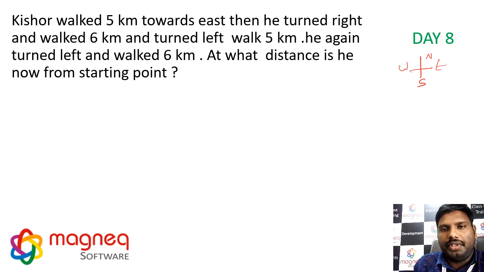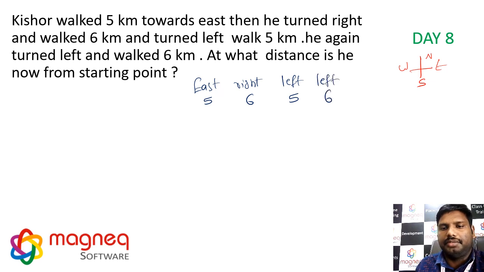So, given information: east 5 kilometers, turn right 6 kilometers, turn left 5 kilometers, again left 6 kilometers. First one by using diagram method.